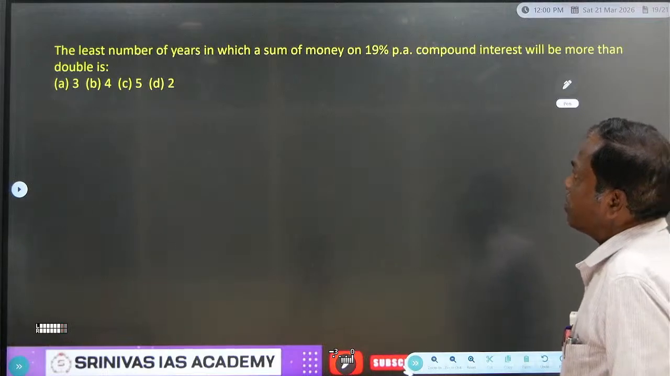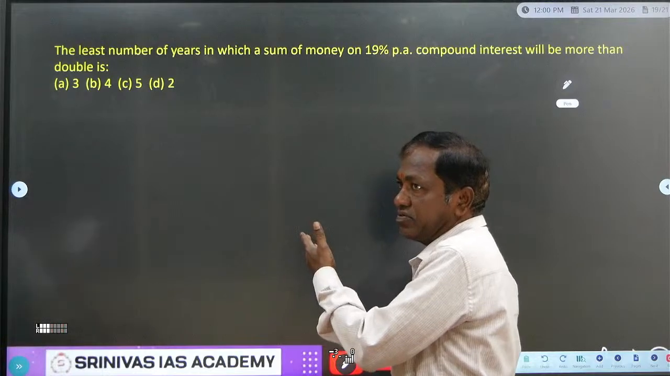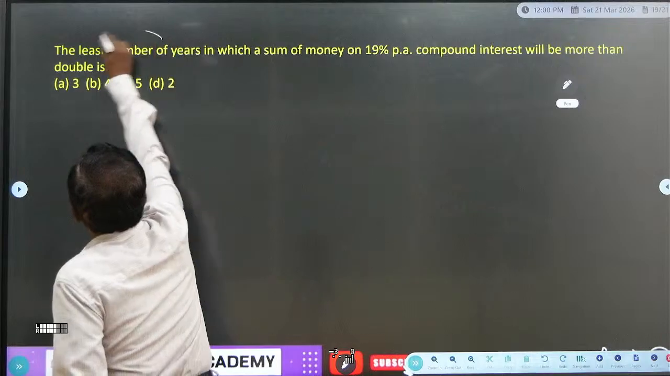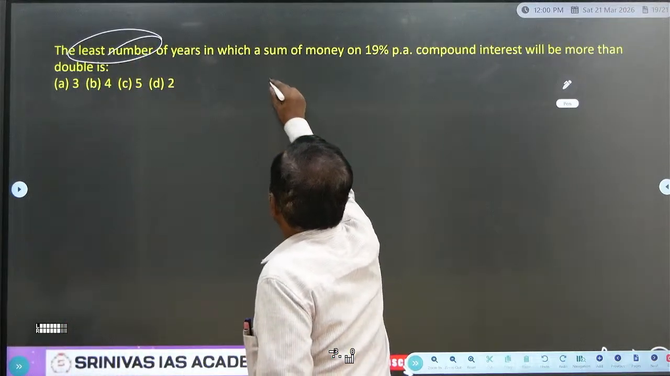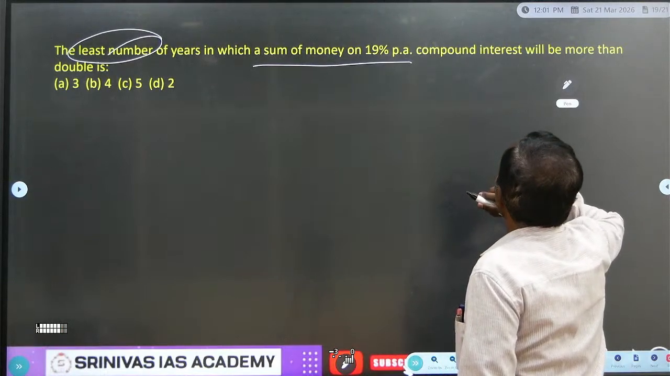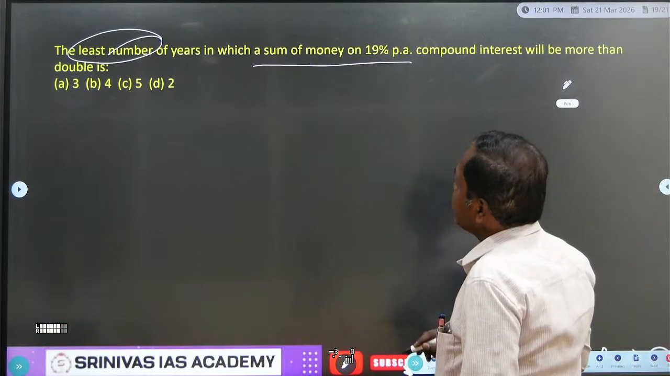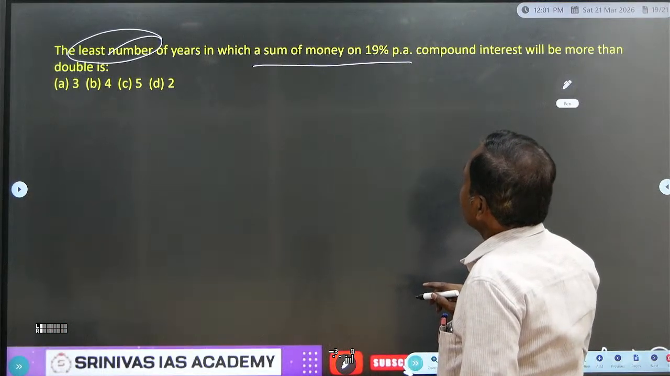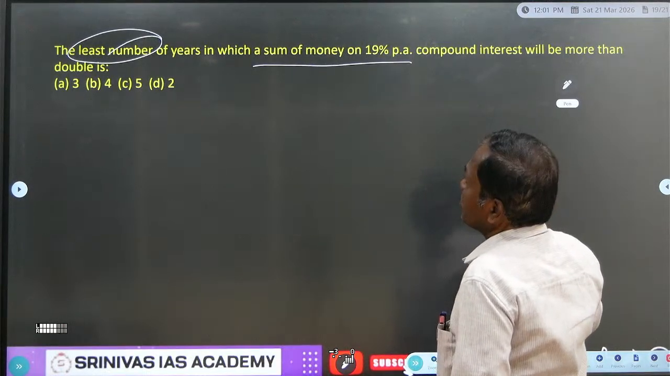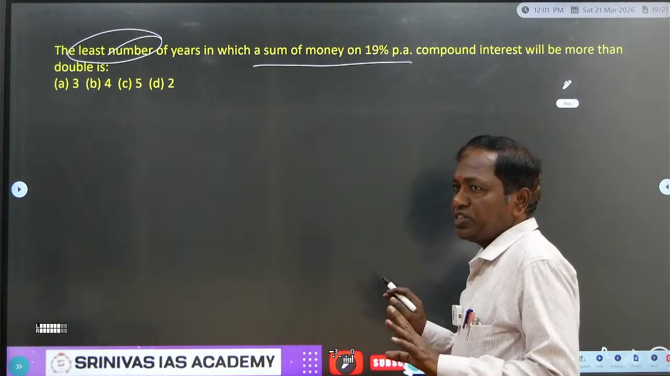Okay, even this question can be expected in CSAT also. That's why I put it like this. The least number of years in which a sum of money at 19% per annum compound interest will be more than double. It is more than double, but no information is provided.